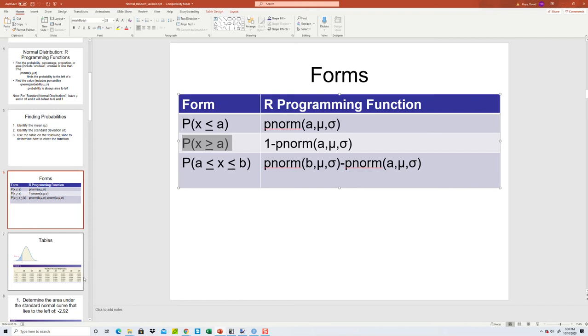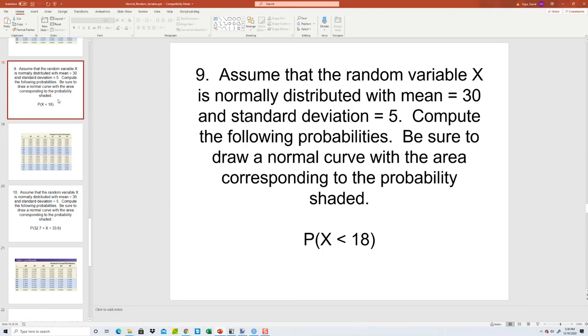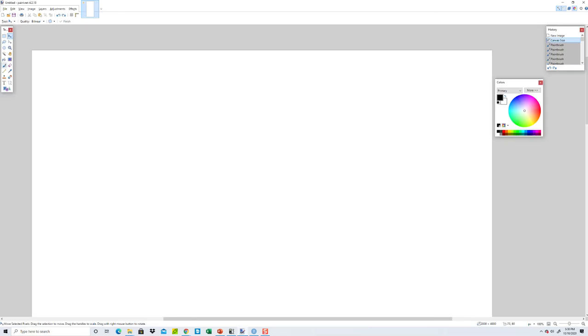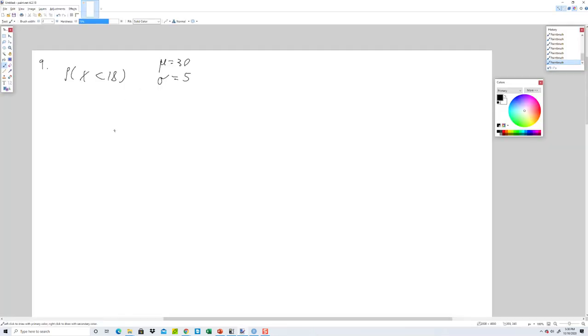Yeah, let's look at number 9. Okay. Probability x is less than 18. And then mu is still 30. And sigma is still 5. Okay. I could draw the picture if I want, but I know I need to change it to a z-score if I'm doing it by hand. So I can jump directly to that. Z is equal to x minus mu over sigma. So I'm going to have 18 minus 30 over 5.